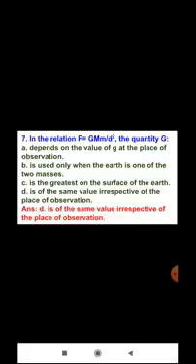The quantity g depends on the value of small g at the place of observation, is used only when the earth is one of the two masses, is the greatest on the surface of the earth, is of the same value irrespective of the place of observation. Obviously, the quantity g will have the same value irrespective of the place of observation. It's a standard value. So when we were doing the lesson, when we were talking about capital G, small g and all, we had given the values there.